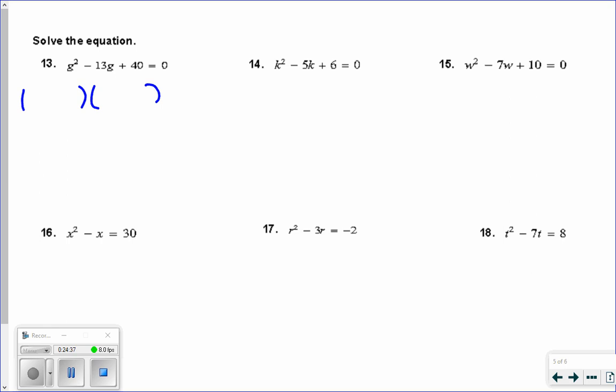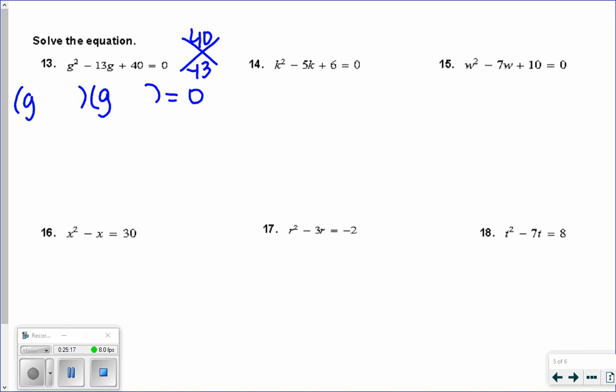And we know that if it's g squared minus 13g plus 40, the first term must have been a g times a g. So we'll use this little magic number trick to fill in what those binomials must have been. We are looking for two factors of 40 that combine to negative 13. The product is 40, which is positive, which means my signs have to be the same. And if my signs are the same, I'm looking for the sum. So same signs, we find the sum.